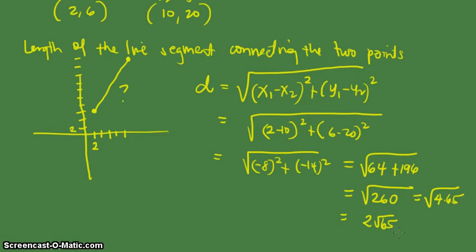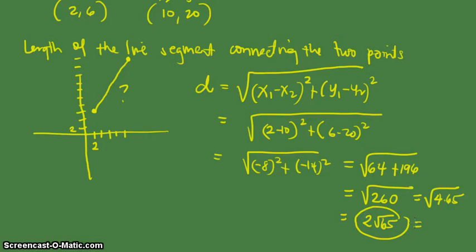For a faster way of simplifying this, if you're allowed to use a calculator, all you have to do is take the square root of 260. Most calculators will show you the radical form, but some calculators will show you the decimal value. In this case we don't have to change this to a decimal number, so you can leave this as 2 square root of 65. So the length of the line segment connecting 2, 6, and 10, 20 is 2 square root of 65.